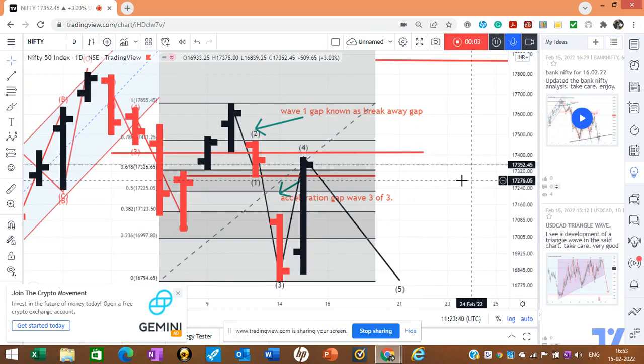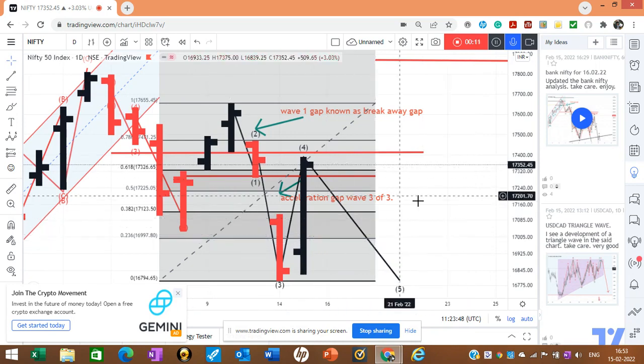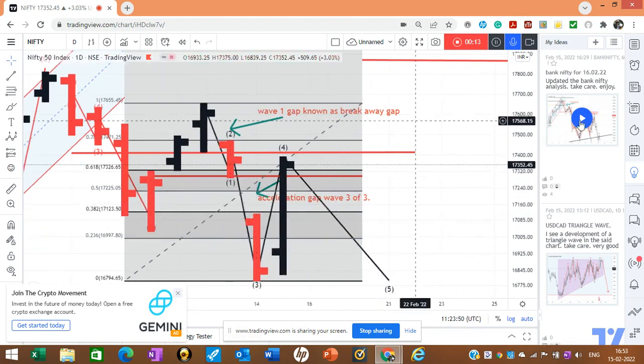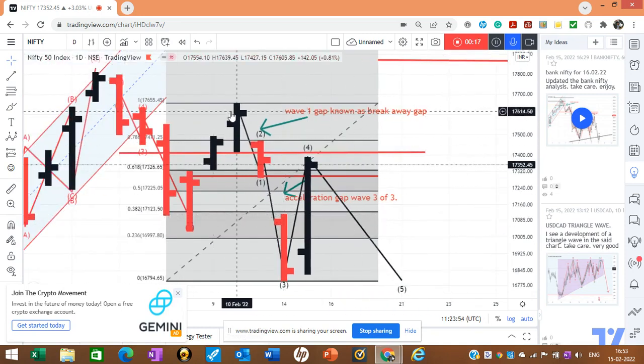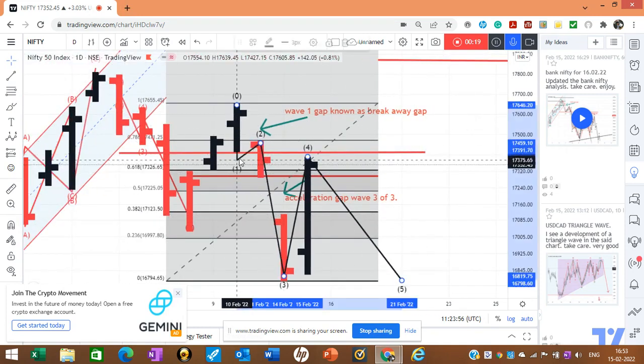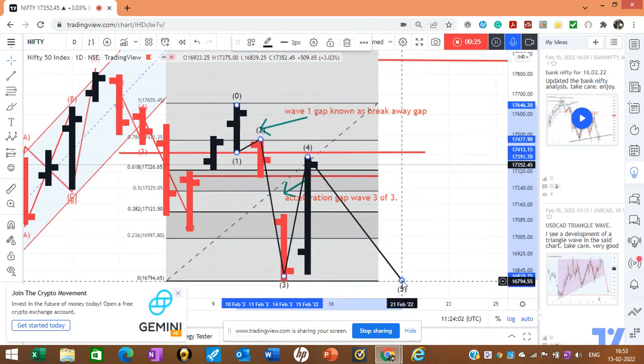Okay, this is Nifty 50 and I am updating it because of the price action. Otherwise, I would have waited for 3-4 days. And see, when I look at a daily chart of Nifty 50, I see a count like this: one, two, and this is three, four, and I am expecting a wave five.